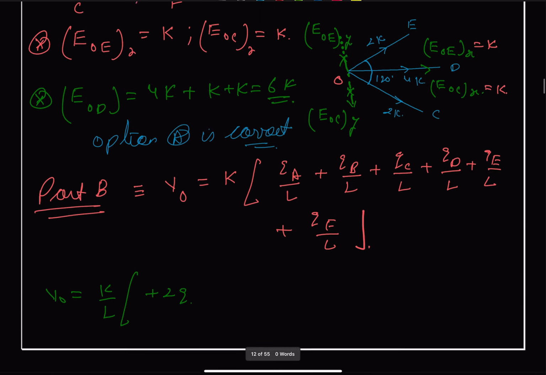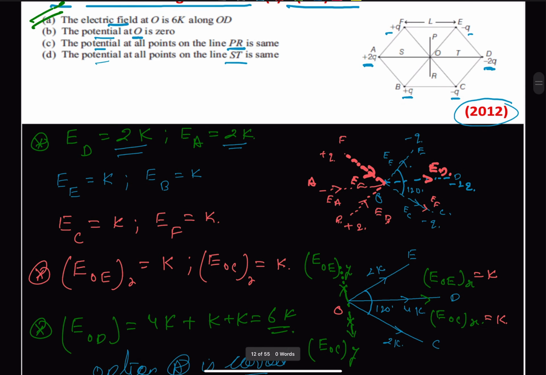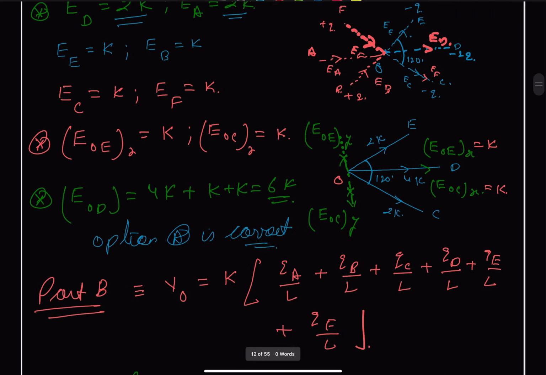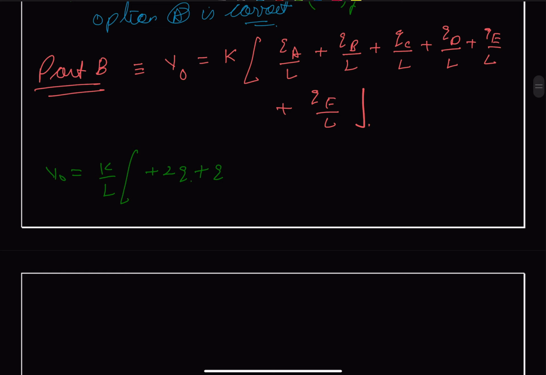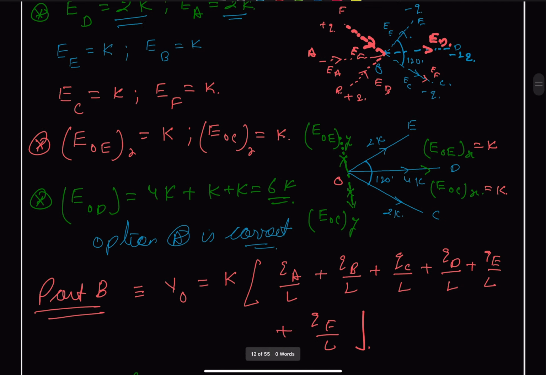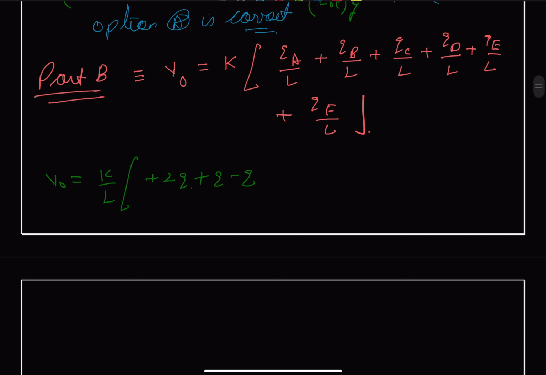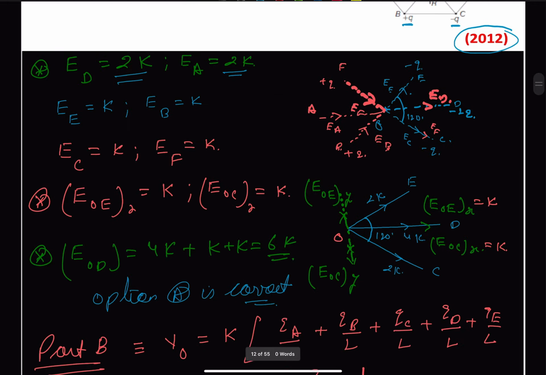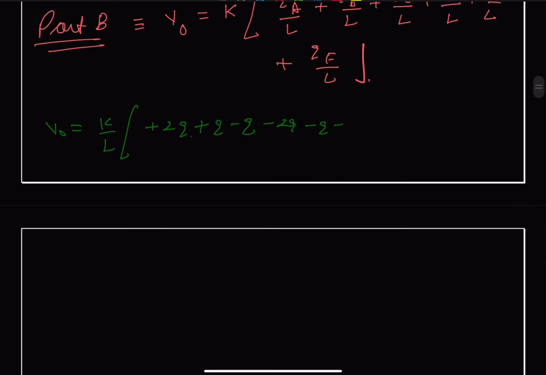A is plus 2Q, B is plus Q, C is minus Q, and D is minus 2Q, and E is minus Q, and F is plus Q, minus Q and plus Q. So here plus 2 and minus 2 goes away, and this also cancels out. Therefore we get that our V0 will be equal to 0.